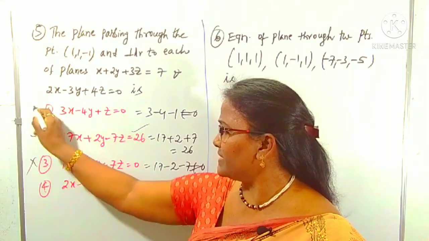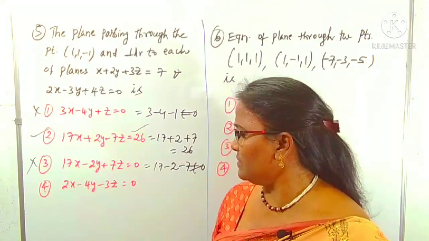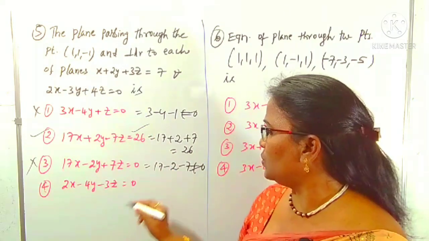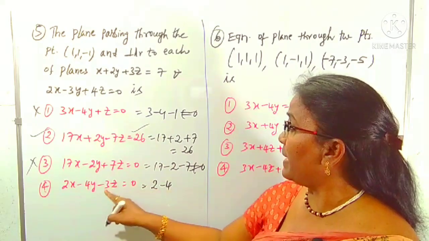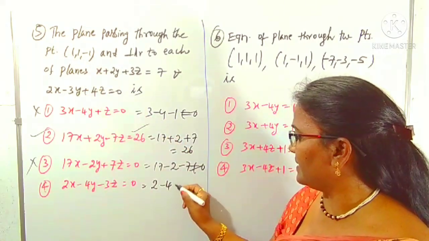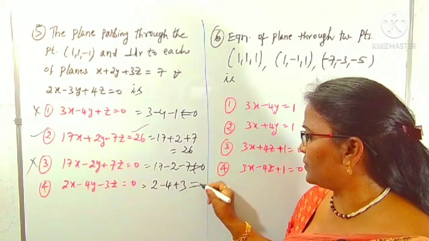Next is not correct one. First one is not correct one. What is the fourth option? 2 into 1 is 2, minus 4 into 1 is minus 4, minus 3 into minus 1 is plus 3. Is it 0? It's not equal to 0.